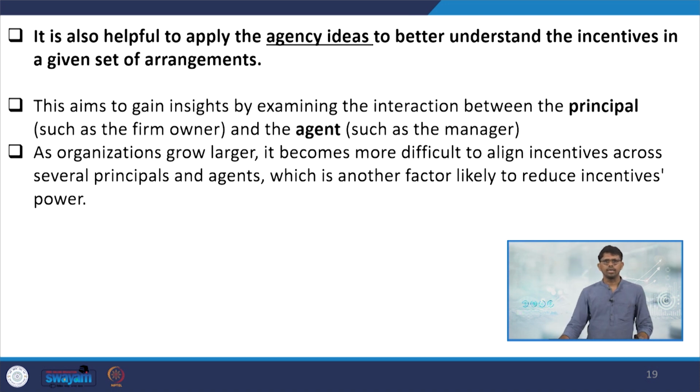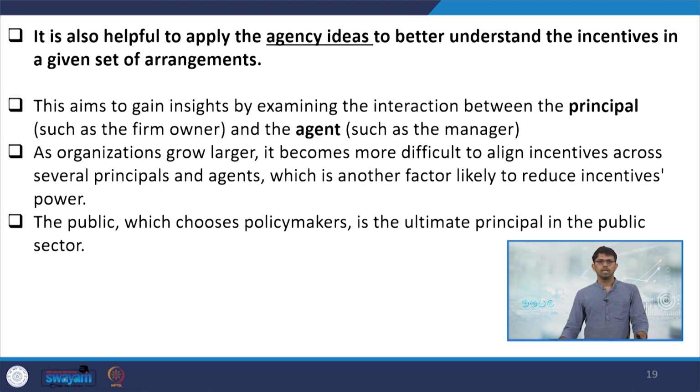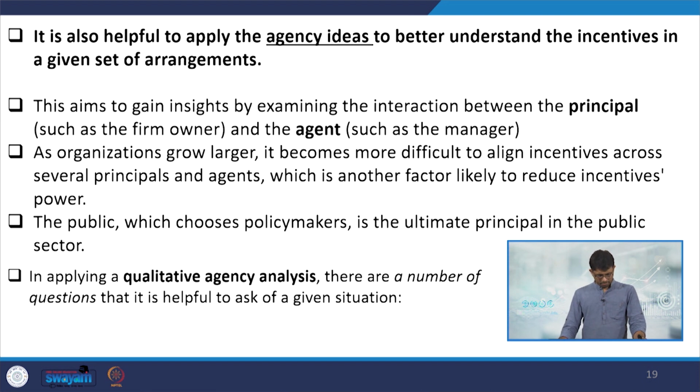Similarly, I think I have already discussed this largely, but in the public sector, especially with policy makers, the public is the ultimate principal. In applying a qualitative agency analysis, there are a number of questions that are helpful to ask of a given situation.